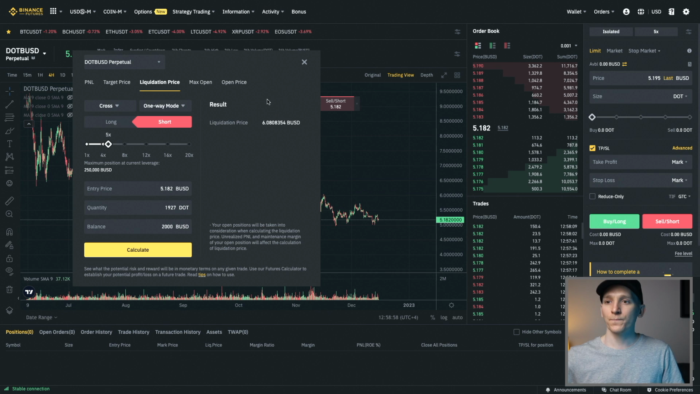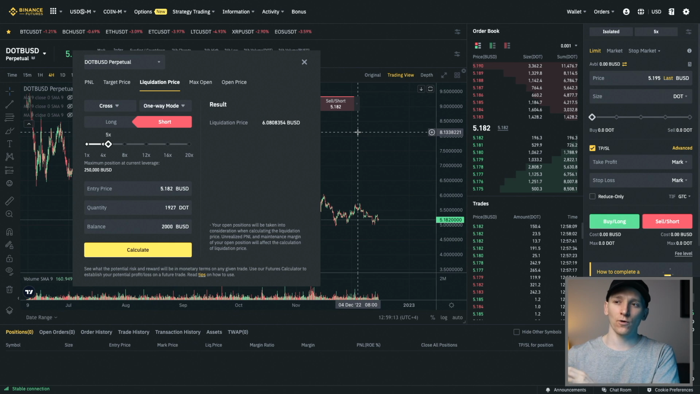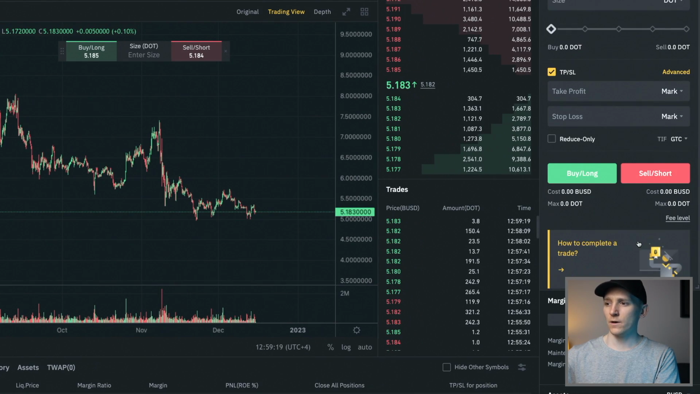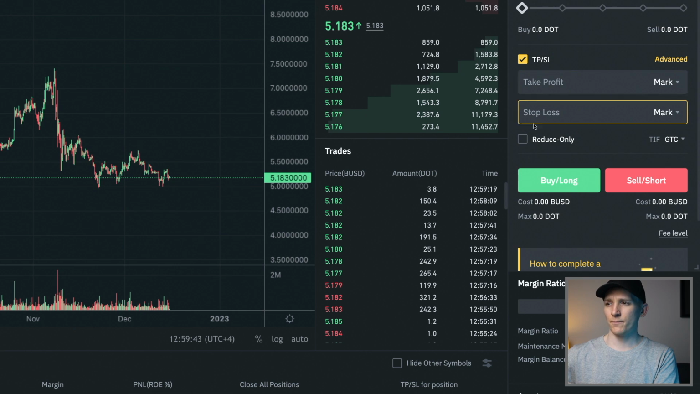So what you would do is go ahead with this trade, go short, $2,000 collateral, $10,000 position, 1,927 DOT. Then you look at the liquidation price and you put that in as a stop loss order just underneath it. So you would sell short, and then you would go to the stop loss order. That's just above my head right here. You can see take profit and stop loss. So you would put that stop loss in, 5.9 or something like that, right? Just under the liquidation price.